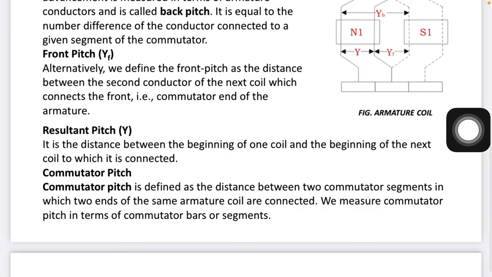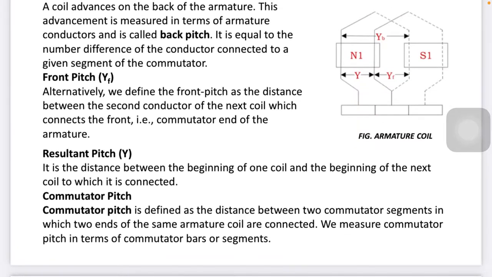Third is the resultant pitch. The distance between the start of the first coil and the start of the next coil is called the resultant pitch. You can see over here, it is the distance between the beginning of one coil and the beginning of the next coil, and it is called the resultant pitch or commutator pitch.